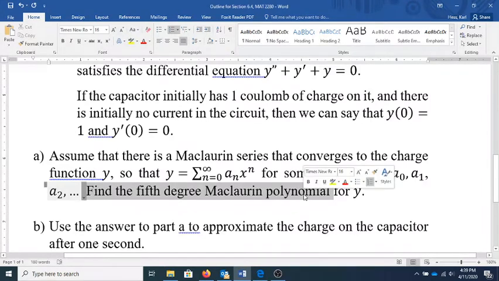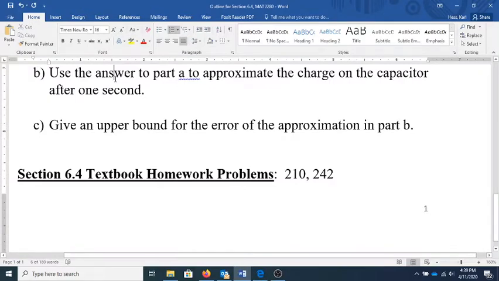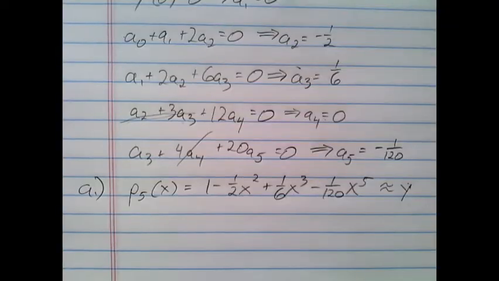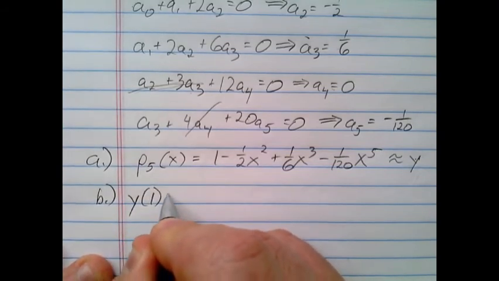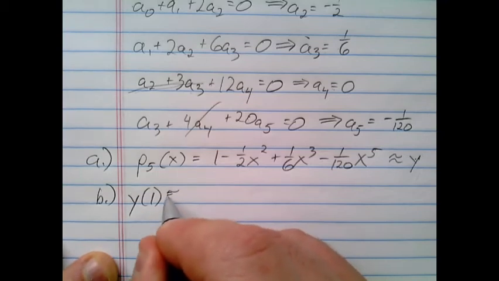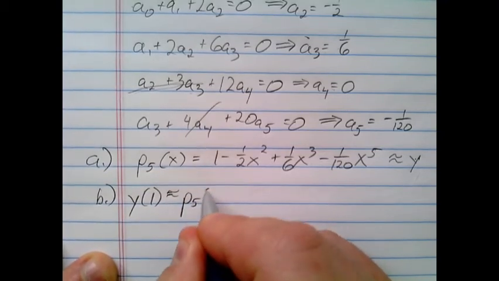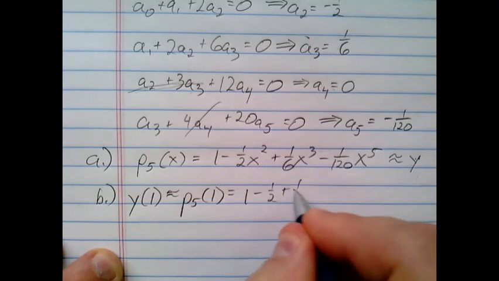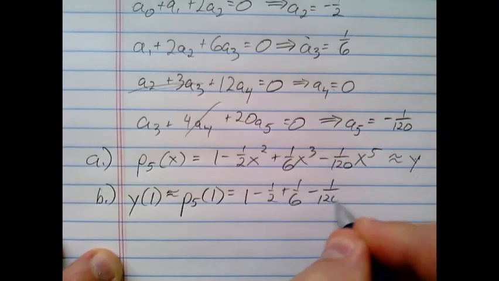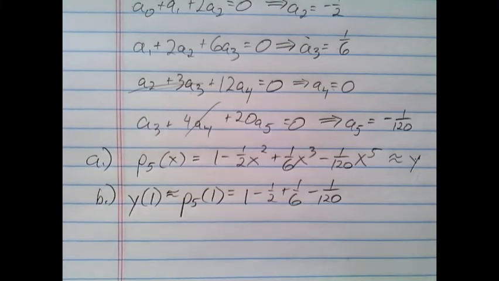Okay, we did it. We found the 5th degree Maclaurin polynomial for y. Now in part B it says use the answer to part A to approximate the charge on the capacitor after 1 second. Okay, so here x is our seconds. So for part B, what we really want to know is y of 1, the charge after 1 second. But y of 1 would be approximately P5 of 1, which would be 1 minus 1/2 plus 1/6 minus 1 over 120. Well, it looks like a little calculator problem.